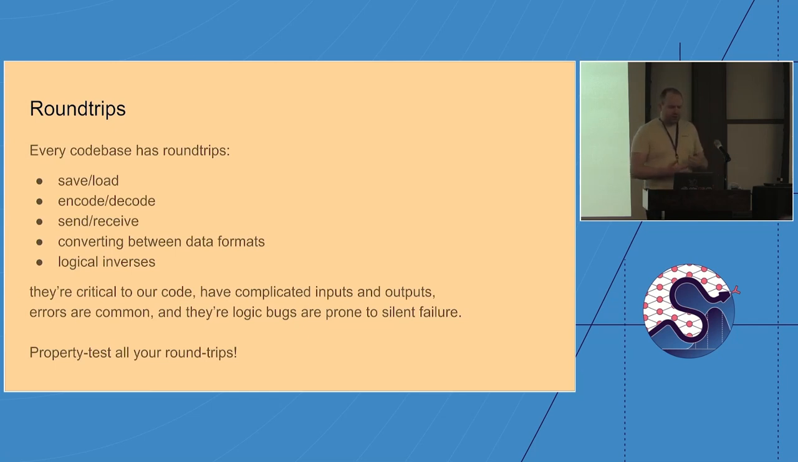And finally, round-trip bugs are often prone to silent failure, where you go to write some complicated data out and something gets written to disk, but with a little loss in it. And detecting those needs a test. If it's not going to crash but just produce wrong output, you've got to actually write a test for it. So if you take nothing else away from this, property test your round trips.